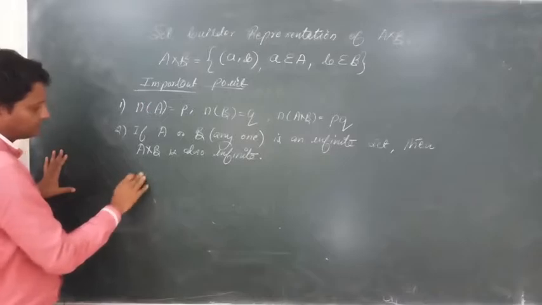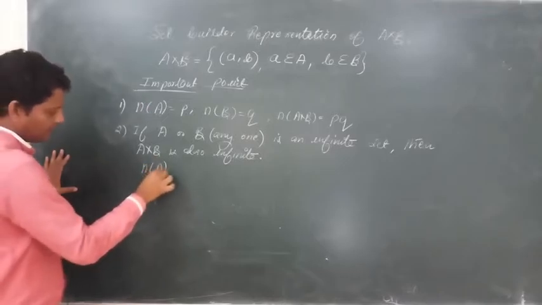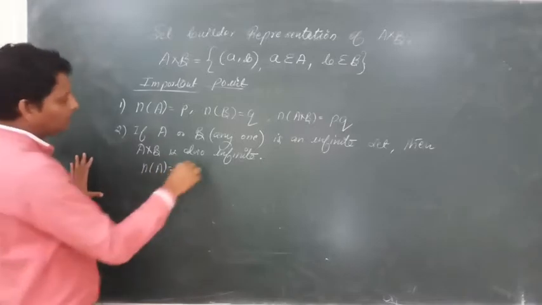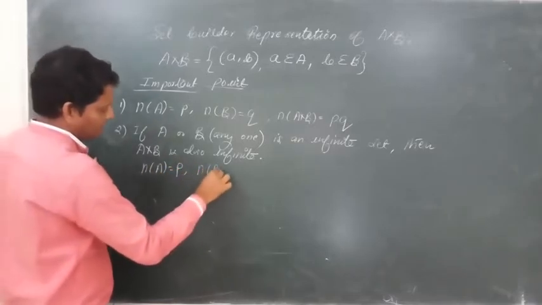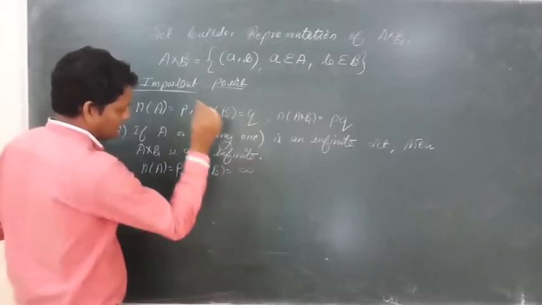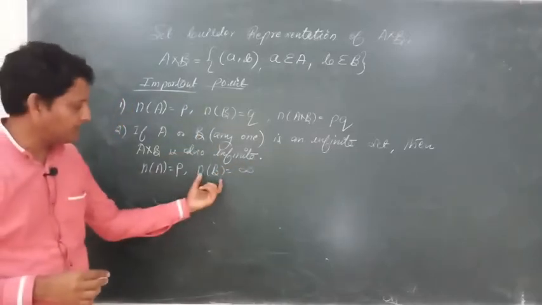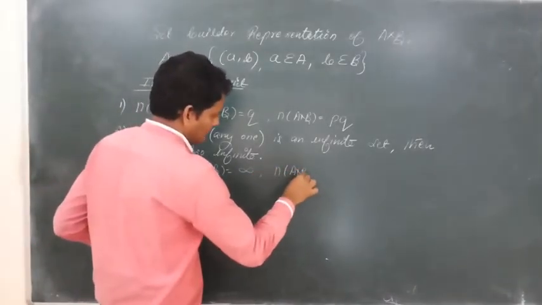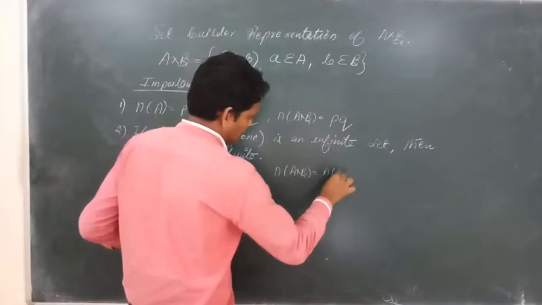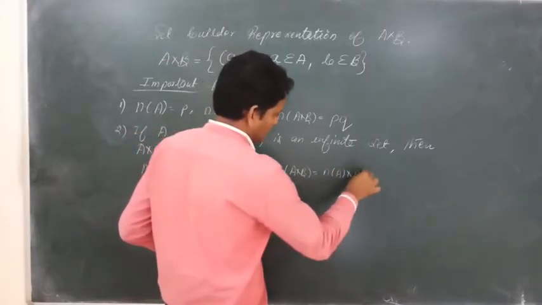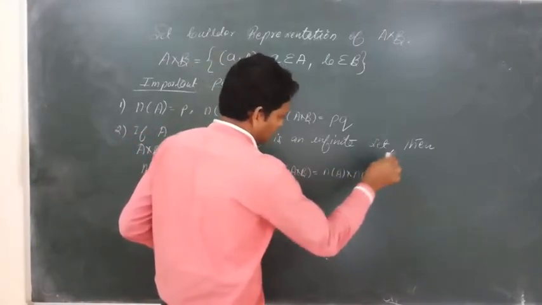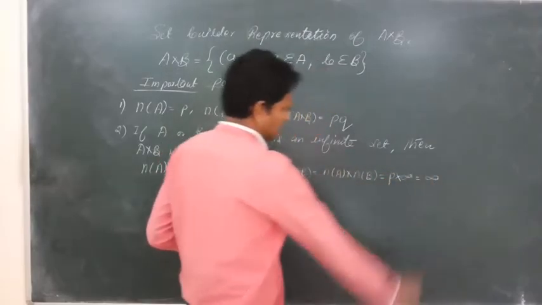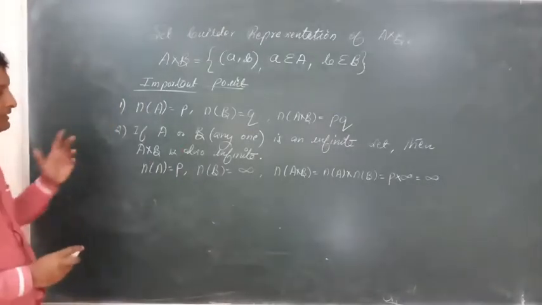So you can say something like this. Suppose I have N of A as small letter P, N of B I am having as infinity. Suppose this is an infinite set, then N of A cross B, you know it is N of A into N of B, which is P into infinity, and the answer is infinity. Is it clear? It's simple.